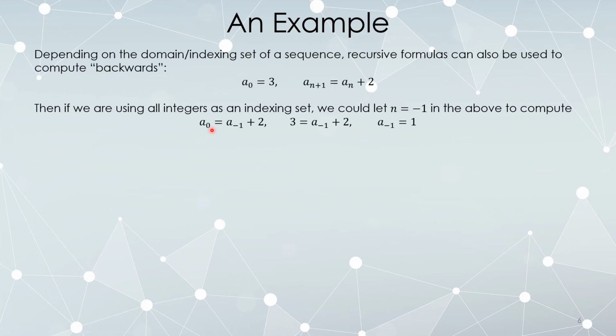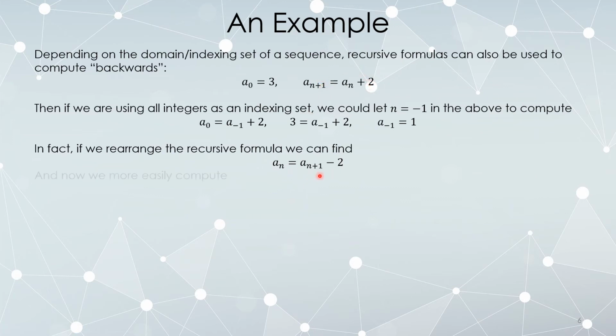And you'll get a sub 0 is a sub negative 1 plus 2. Well, now this is the value we know, a sub 0 is 3. So 3 is equal to a sub negative 1 plus 2, and you can solve this for a sub negative 1 and get 1. In fact, you can then rearrange the recursive formula. Instead of a sub n plus 1 is a sub n plus 2, if I just subtract the 2 over to the other side, you'll get this right here.